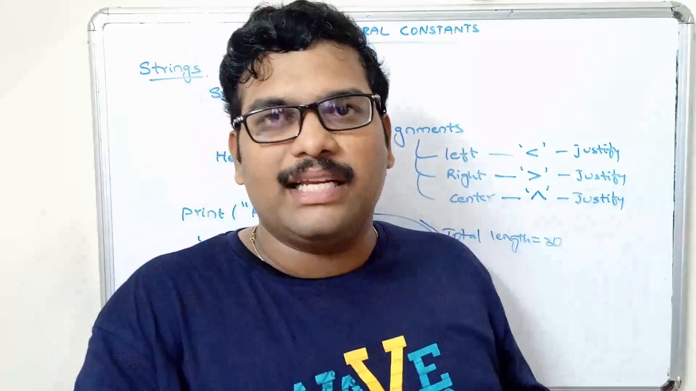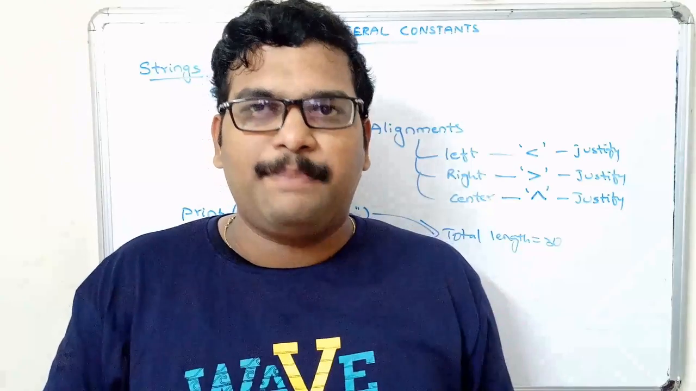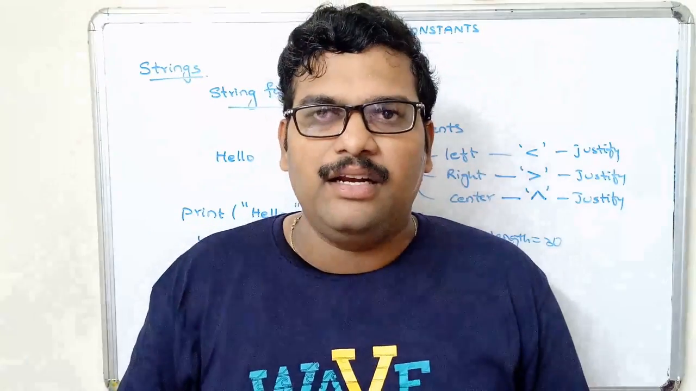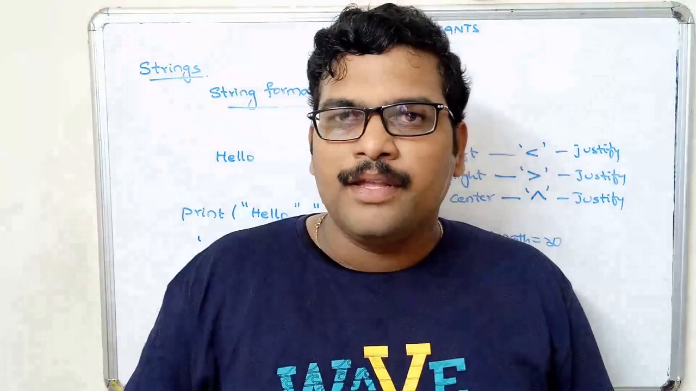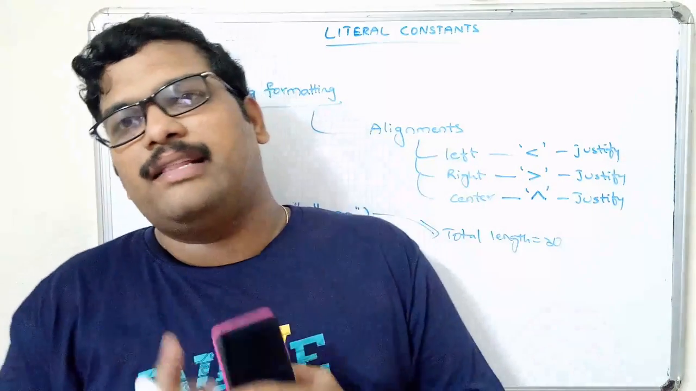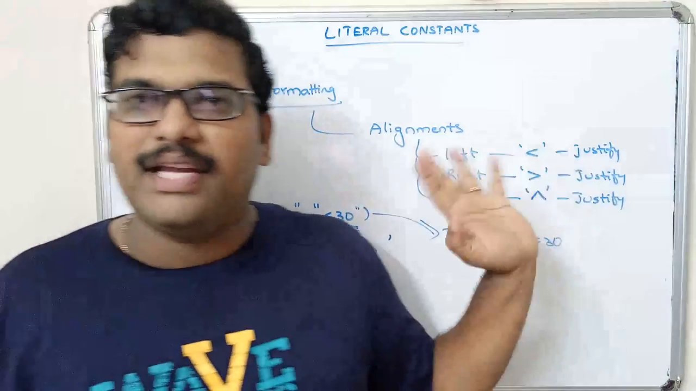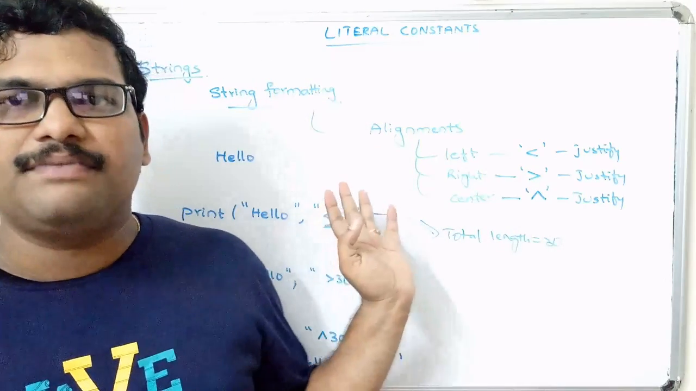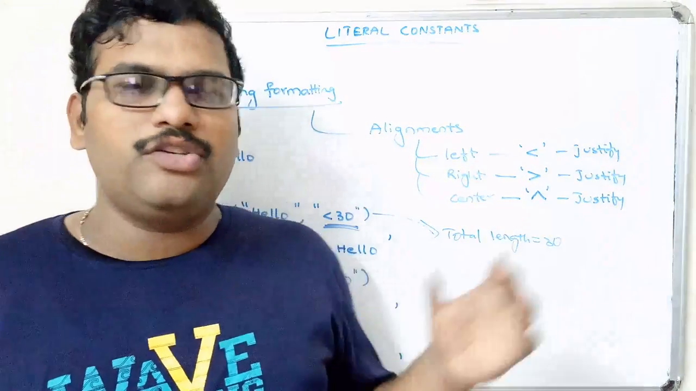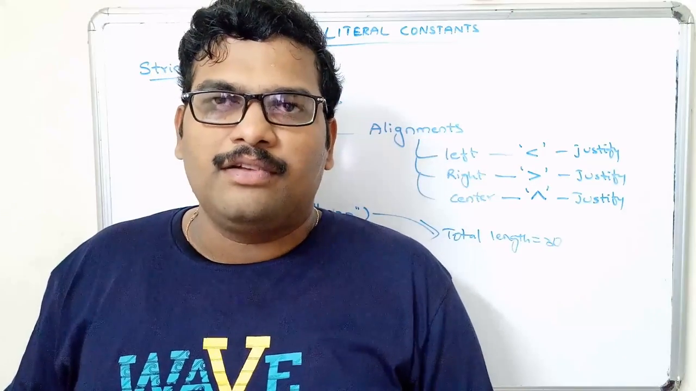Then we have seen the raw string and escape sequences, in order to print special symbols on the display screen, like single quote, double quote, backslash, a new line character and the tab. And finally, we have seen string formatting, the justification of the spaces: left justify, right justify, and center justify. Once you execute this program, you can clearly understand this. So let us stop here.